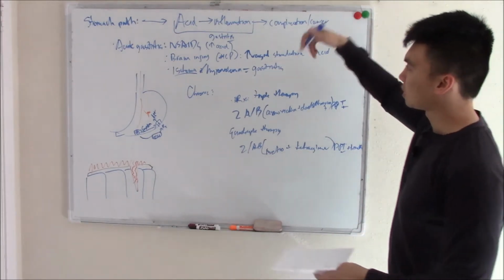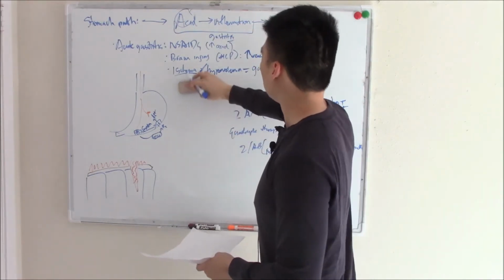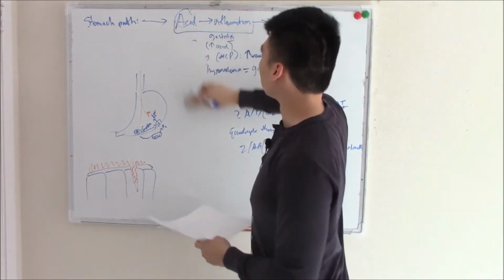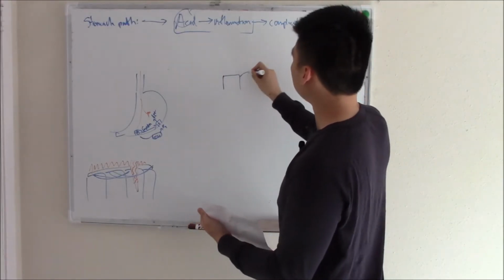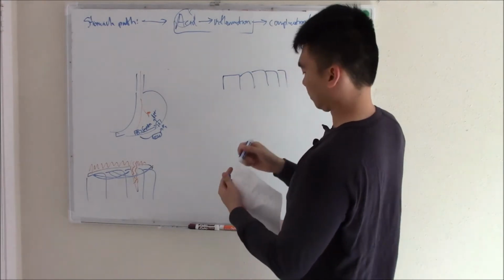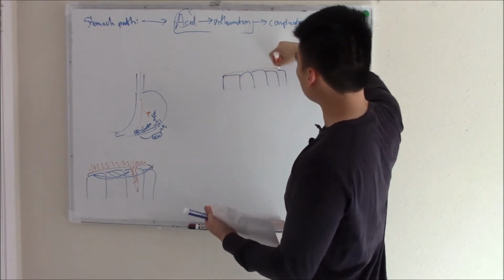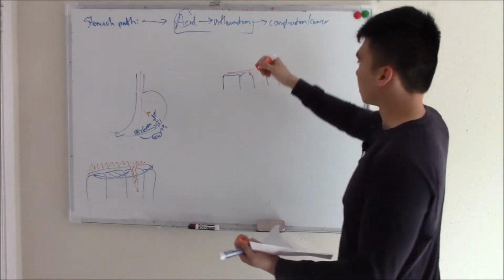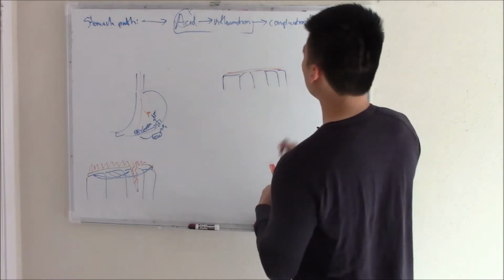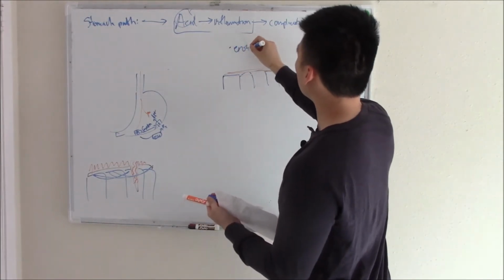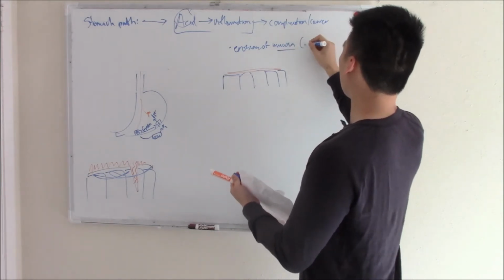Now we just talked about all these things that can cause increased acid, increased inflammation. What are the complications of all that increased acid, increased inflammation? So let's draw our epithelium. And let's say there's too much acid and it's getting exposed to our epithelium. And that acid can erode the top layer, our mucosa. And if it erodes our mucosa, we call those erosions.